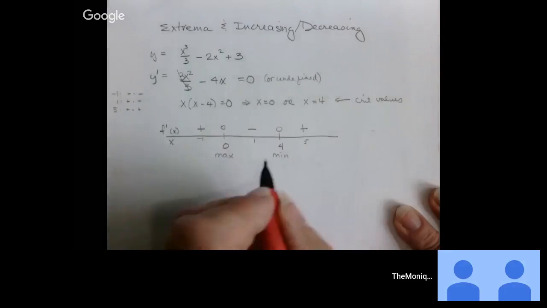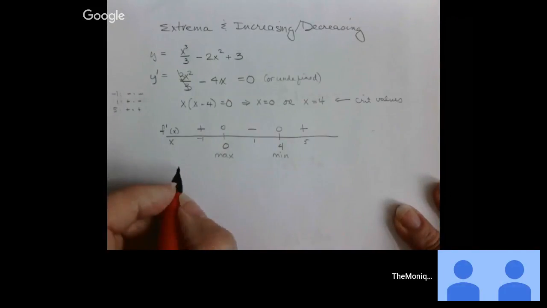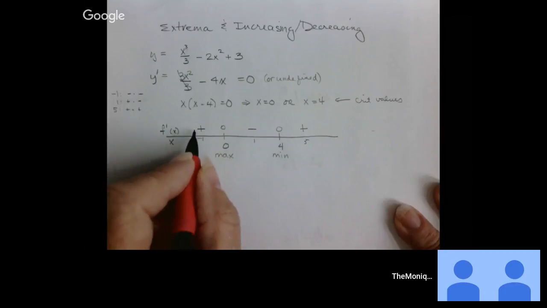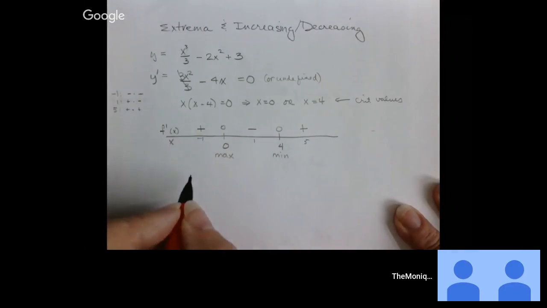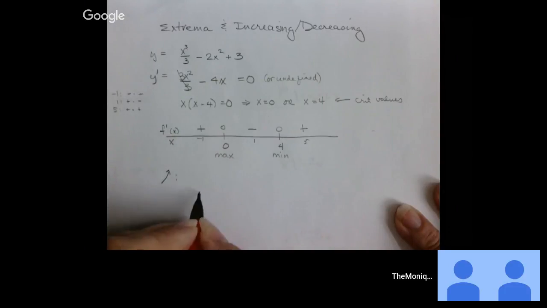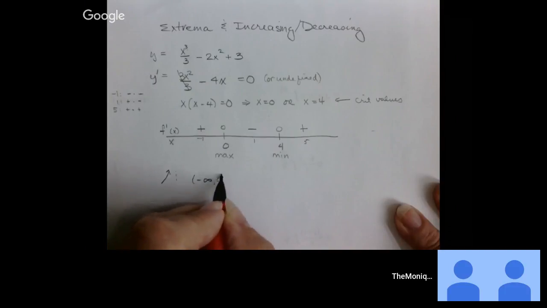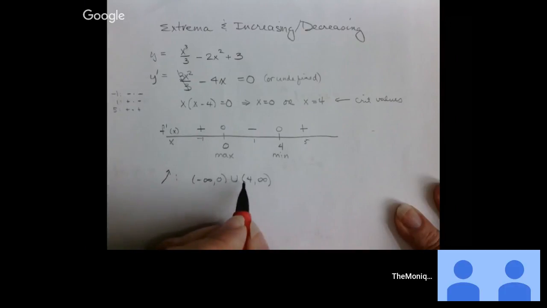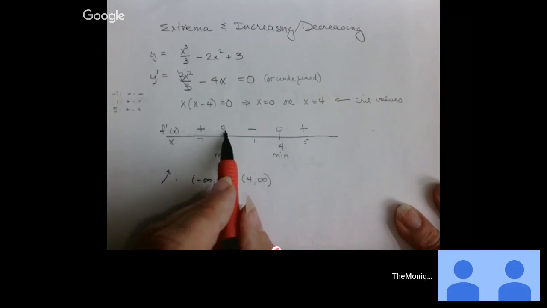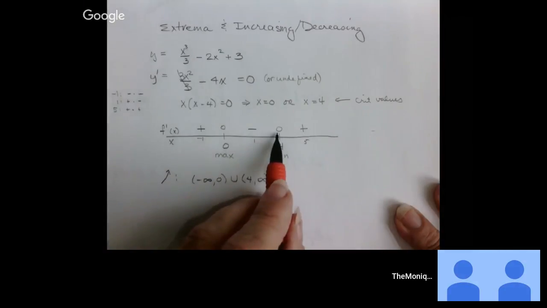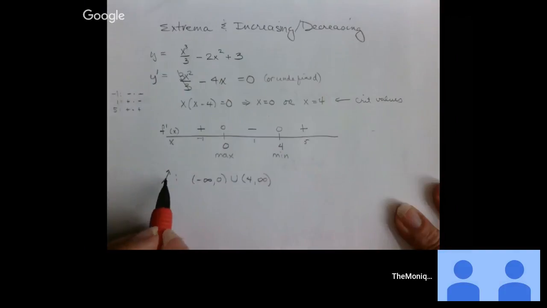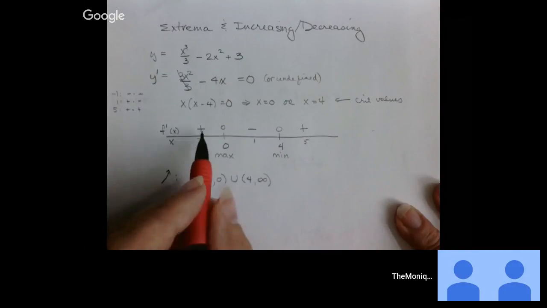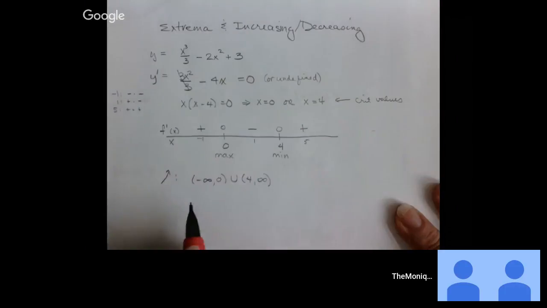And to find my intervals of increasing and decreasing on my function, if the slope is positive, the function is increasing. So I'm going to represent increasing with an upward pointing arrow. This graph is increasing from negative infinity to 0, and from 4 to infinity. I didn't include 0 and 4 because the derivative isn't positive at 0 or 4. The derivative is 0, and the function is increasing if the slope is positive.